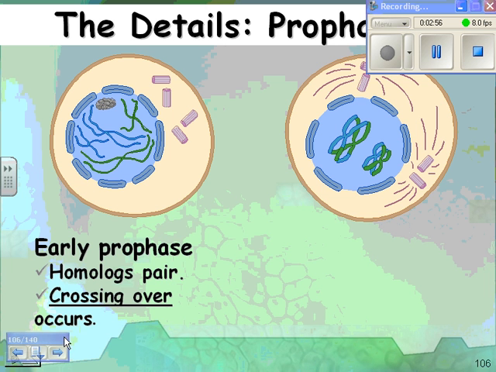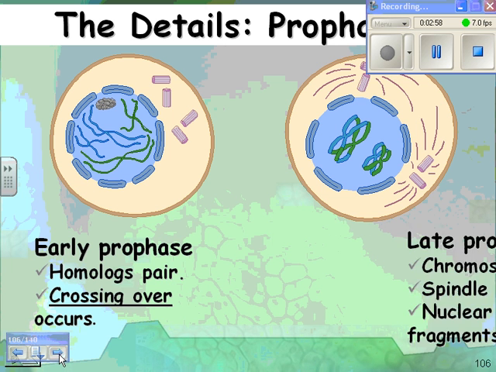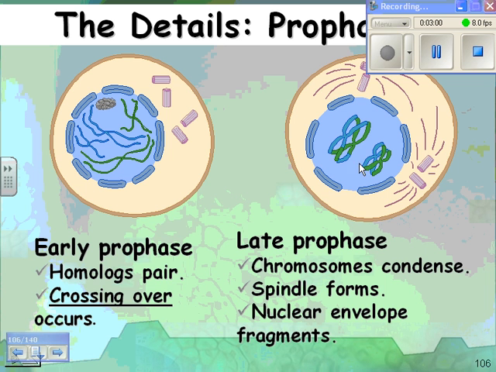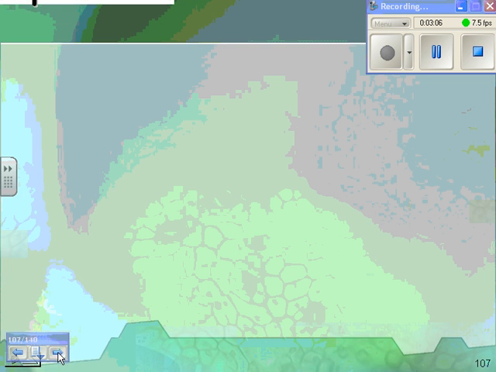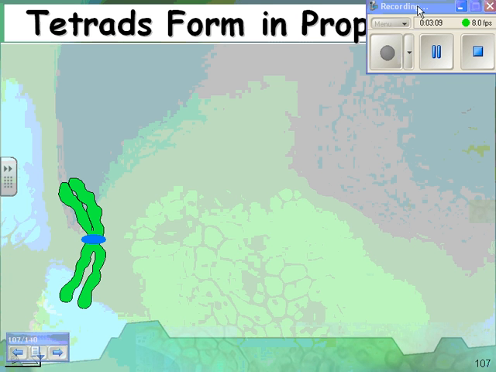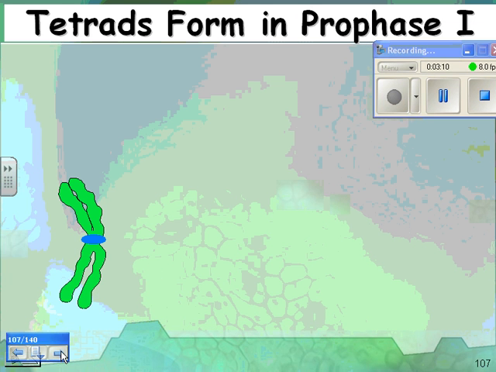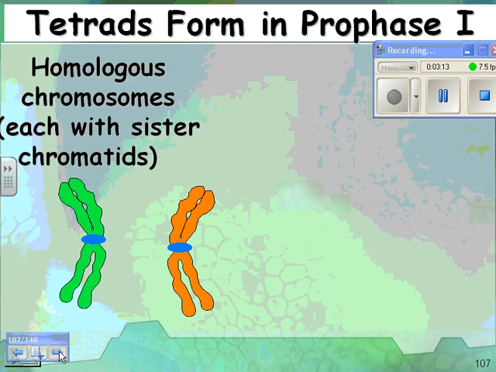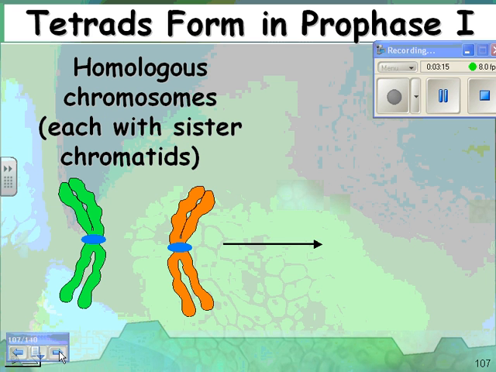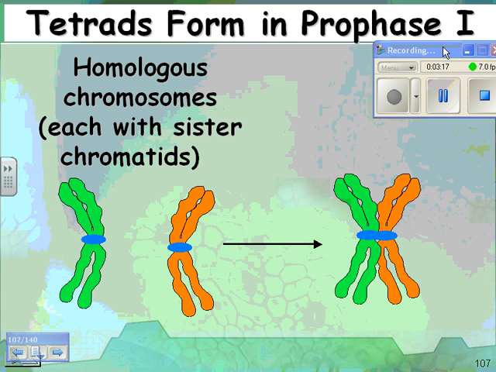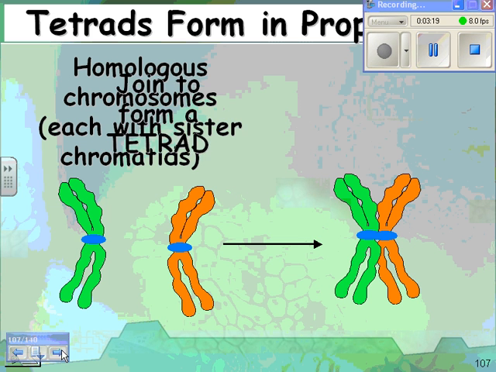That's what you call it when they swap pieces, and I have, I think, a better picture coming up on that. In late prophase, the chromosomes condense, the spindle forms, the nuclear envelope fragments, all that stuff that you already knew about from mitosis happens. So let's look at the tetrads forming in prophase I. You get homologous chromosomes and they come near each other. So here are the homologous chromosomes, and we're going to call that a tetrad.